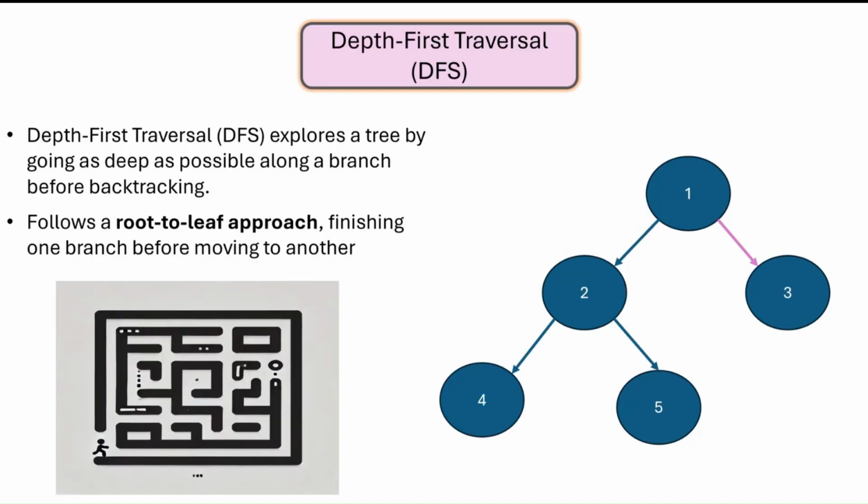For example, if you see a maze, we start from the start point and try to reach the end. If we start from one path and see that we are not able to reach the destination, we backtrack, or basically we go back and check for another path. Similarly, in a tree DFS traversal, we check one branch till the end and then backtrack and check for other branches which are reaching the leaf node.